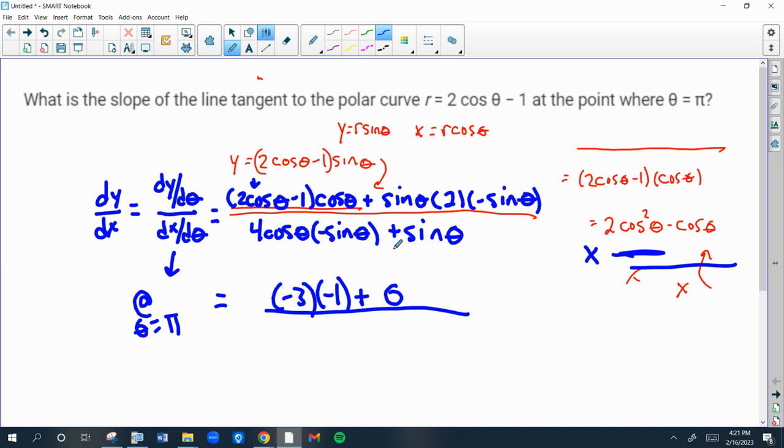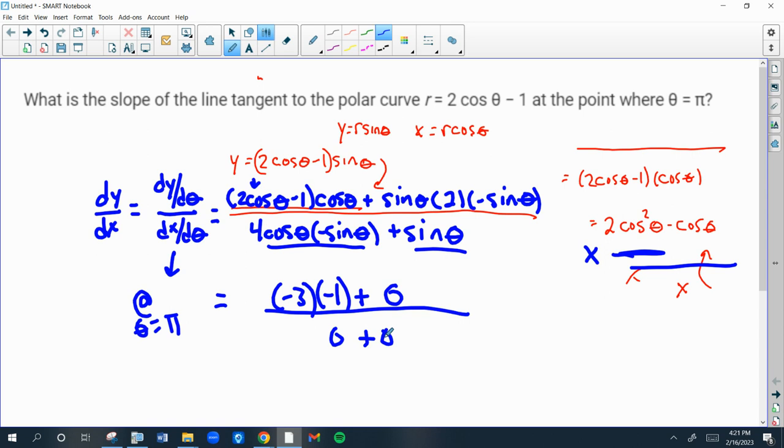Now this, I probably should have checked this first, because do you see if you plug pi in for theta on the bottom, both of these terms have a sine? So the first term will be something times 0 because sine of pi is 0, plus 0. So I know that the slope of the tangent line here is undefined.